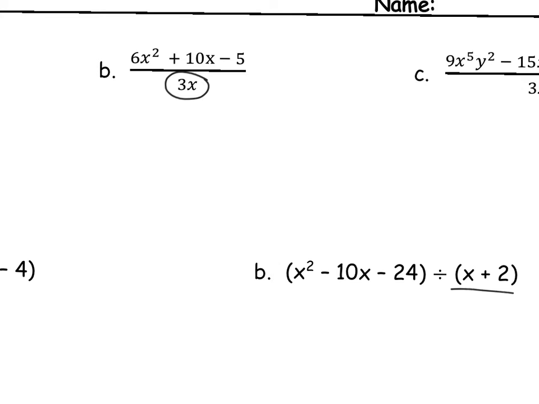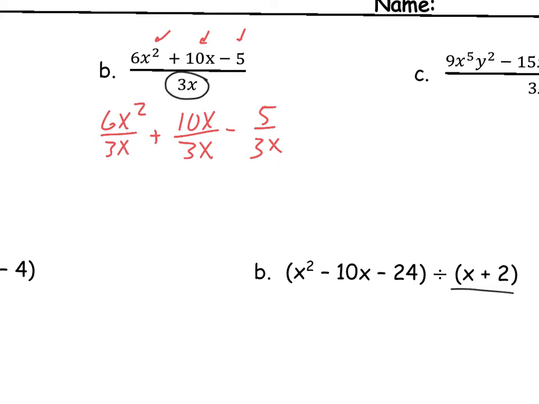Okay. So for this first one here, B, actually we're going to jump to, we're dividing by 3x. When you're dividing by one term, you just divide each and every term on top in your numerator by that one term. So 6x squared divided by 3x plus 10x divided by 3x, and finally 5 over 3x. And then you just simplify where you can.